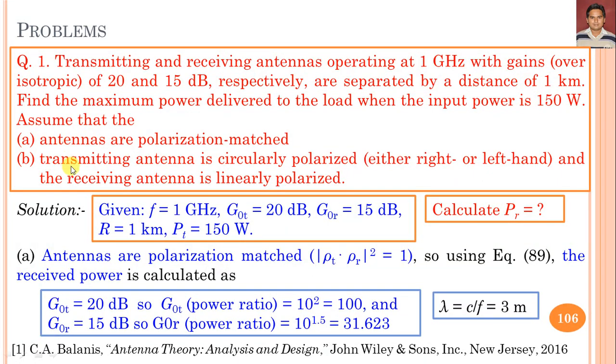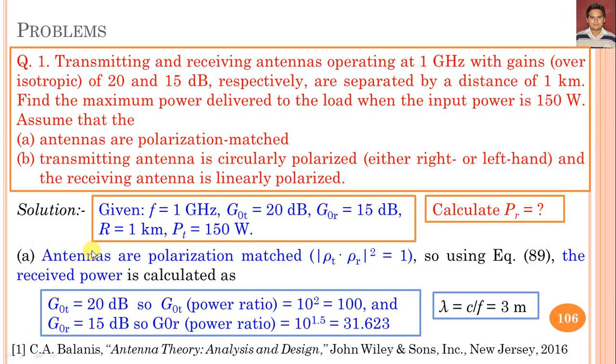First case is when we consider the transmitting and receiving antenna as polarization matched, and in the second case the transmitting antenna is circularly polarized, either right or left handed circular polarized, and the receiving antenna is linearly polarized. So in both cases we need to calculate the received power. This type of problem is very important in antenna engineering, because in antenna engineering polarization matching is very important, as we have discussed in the polarization lecture also.